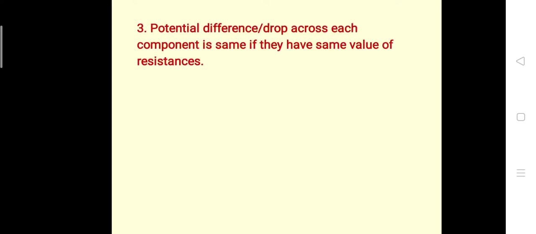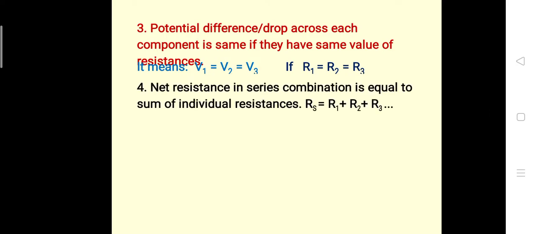Third point, potential difference or potential drop across each component is the same if they have the same value of resistances. It means V1 is equal to V2 is equal to V3 if R1 is equal to R2 is equal to R3, as we know that current is the same in all these three cases. Next point, net resistance in series combination is equal to the sum of individual resistances. Rs is equal to R1 plus R2 plus R3 and so on.